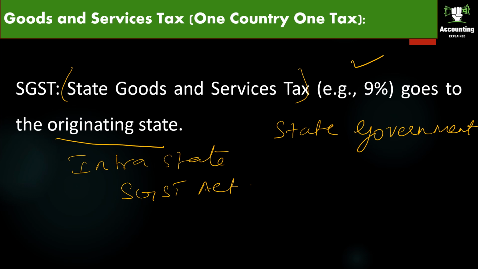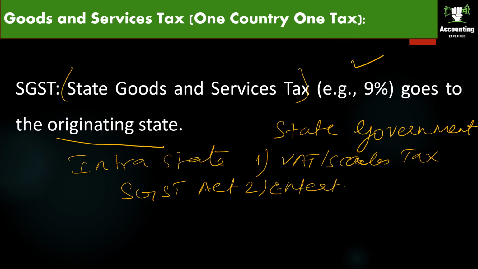Some of the taxes which were previously charged and now come under SGST are VAT or sales tax; second, entertainment tax. Previously it was charged separately in cinema theatres, etc., as entertainment tax. Now it comes under the bracket of goods and services tax. That is why it is called one country, one tax. Also purchase tax, etc.